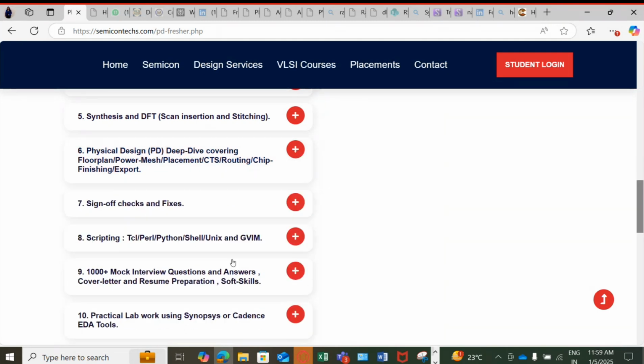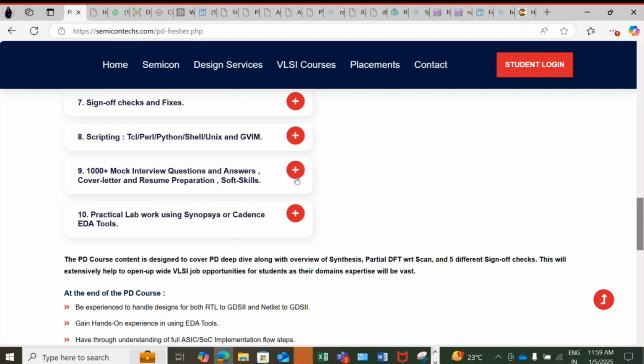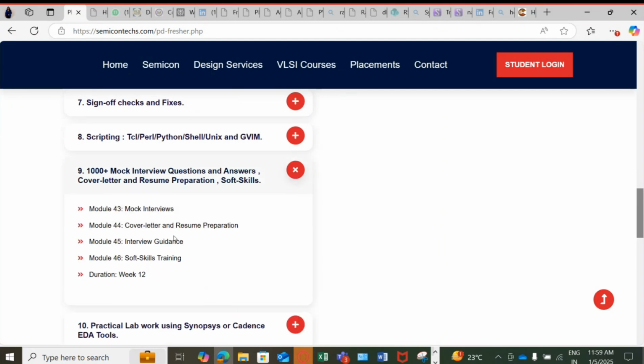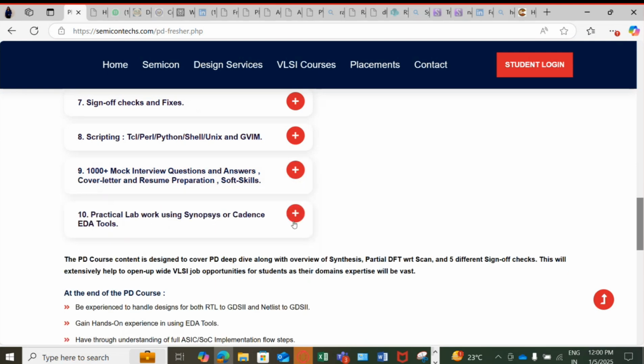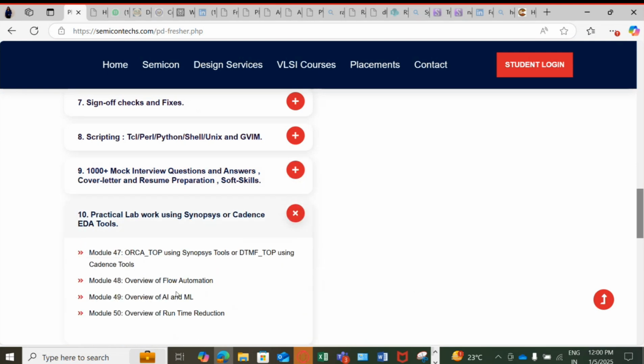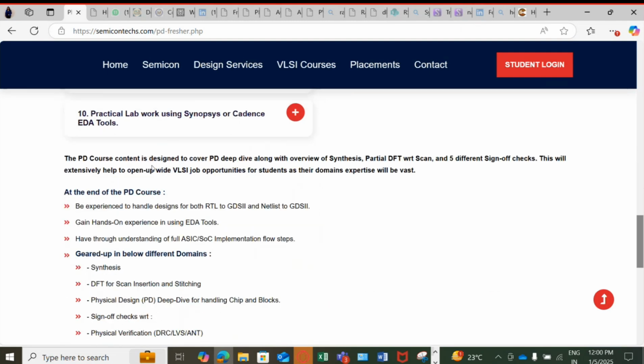And then finally, we'll also be working on mock interviews, cover letter and resume preparation, interview guidance, and soft skills training. And of course, practical lab work will be there: flow automation, AI and ML, and runtime reduction. The PD course is designed to cover PD deep dive along with an overview of synthesis, and partial DFT with scan insertion. It's only partial; we are not covering other parts of DFT. Only the part related to physical design, and 5 different sign-off checks.